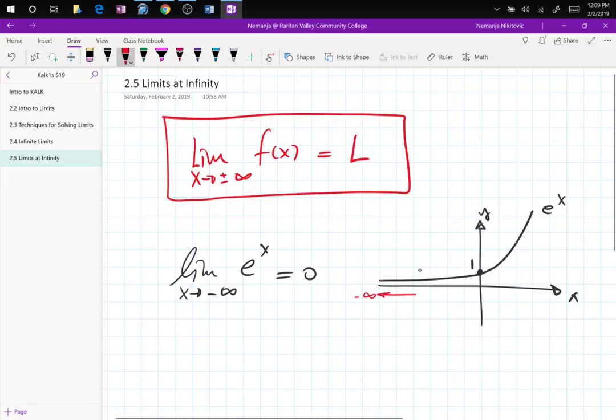So as you are going on the x-axis to negative infinity, you observe the y value of the black line of the graph dropping down to 0. Do we all see that? So as x goes to negative infinity, all the way to the left, your y value goes down to 0. And the limit is 0.